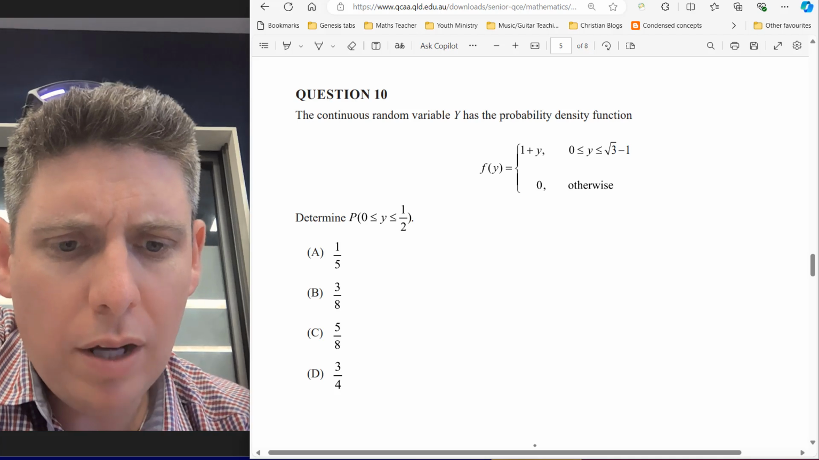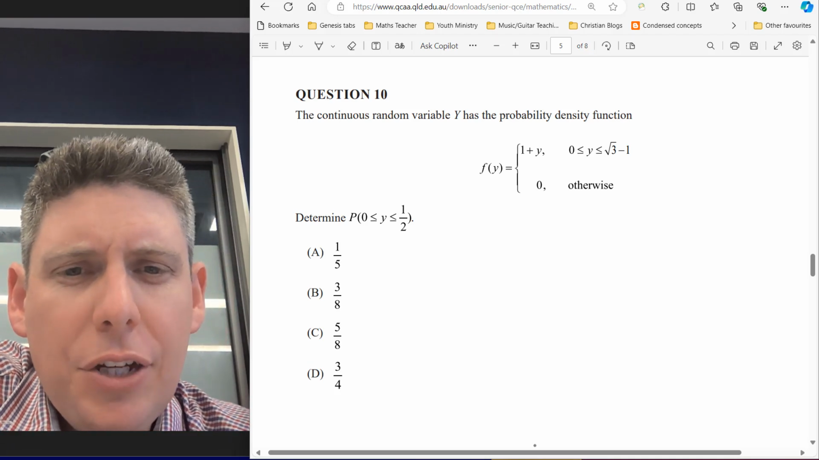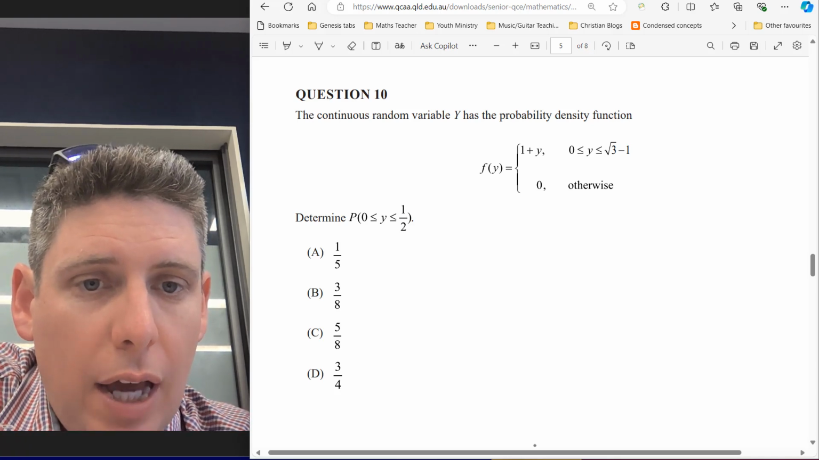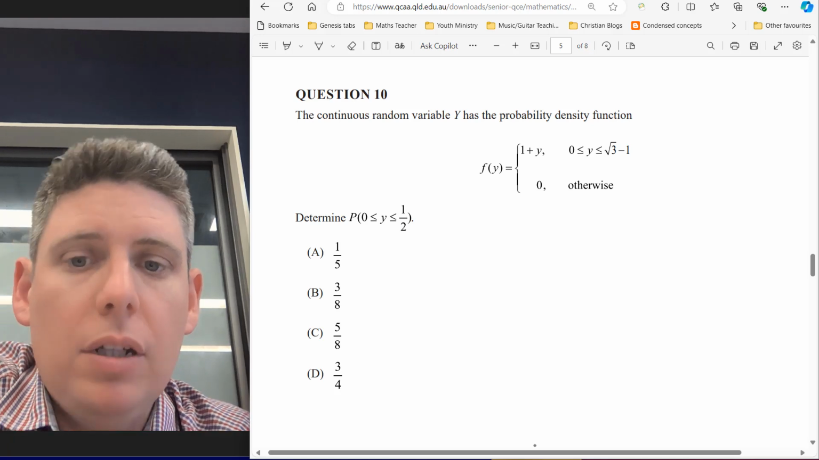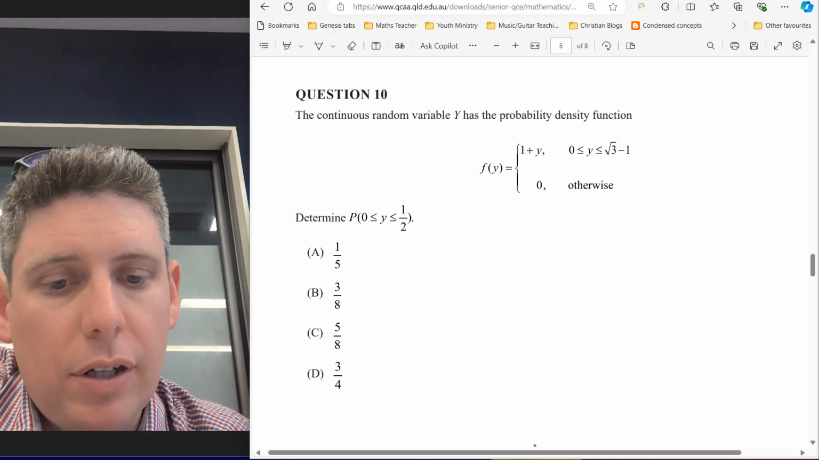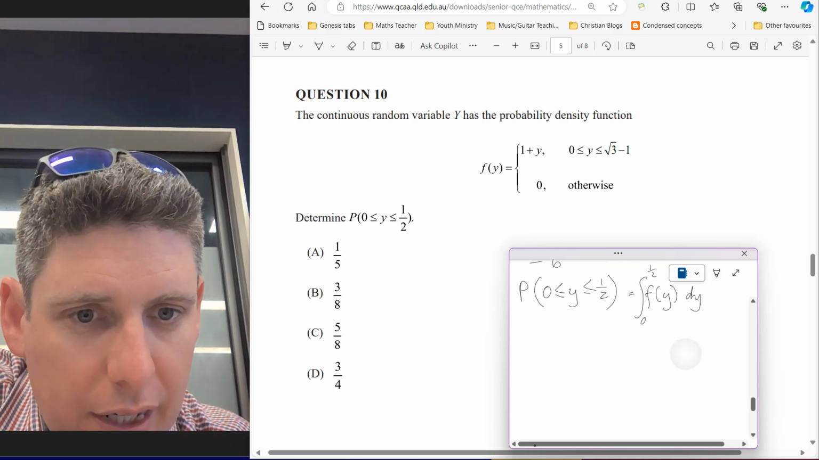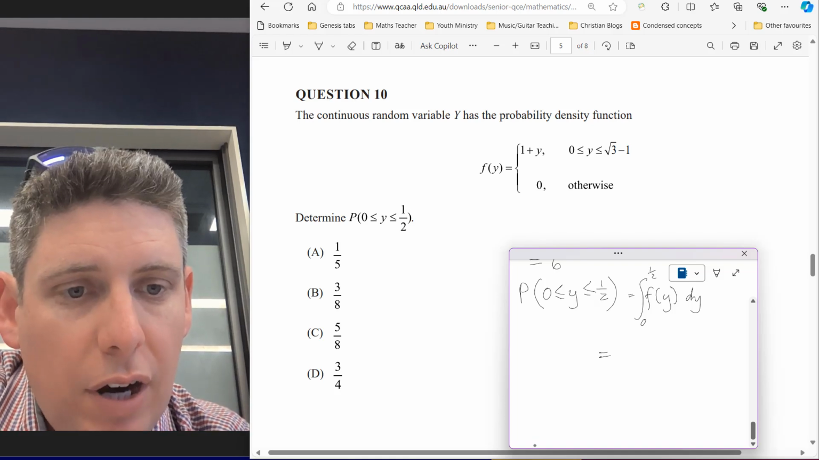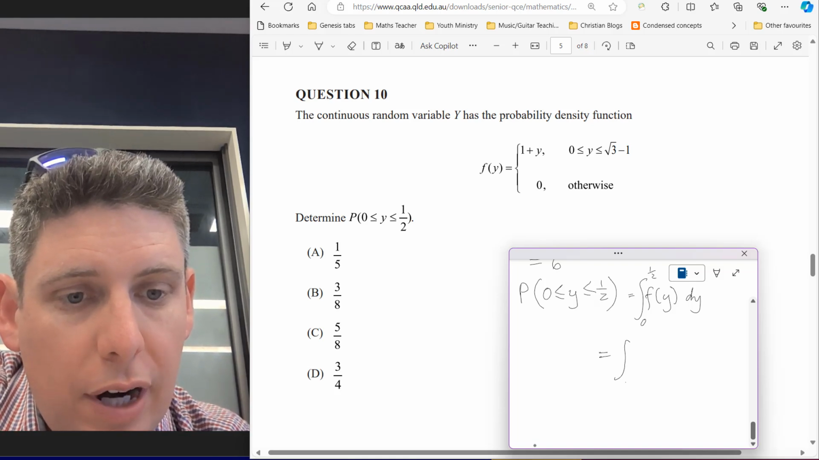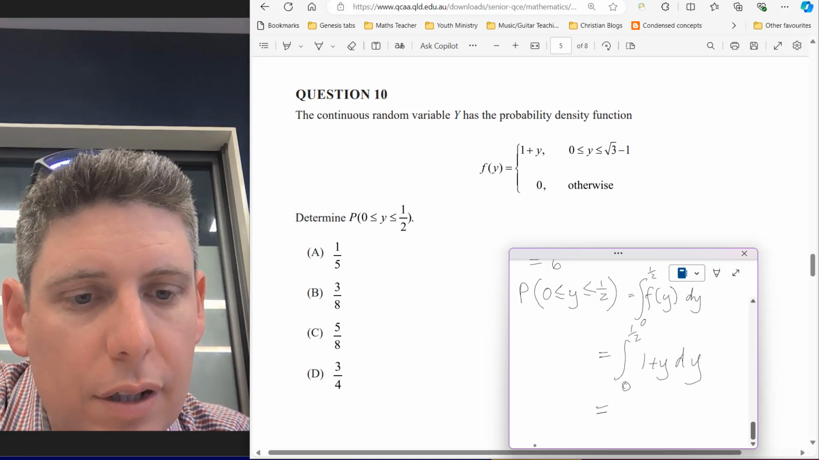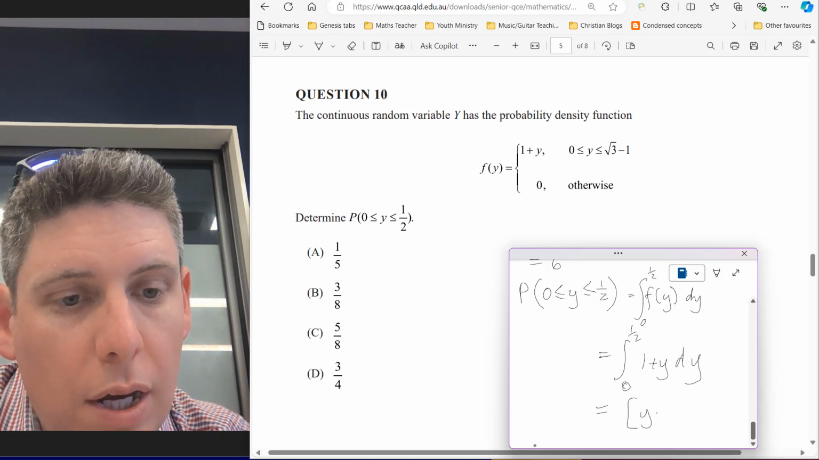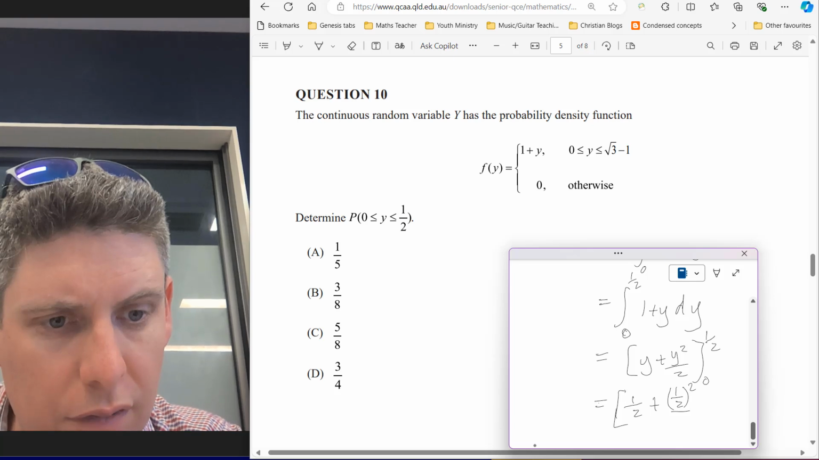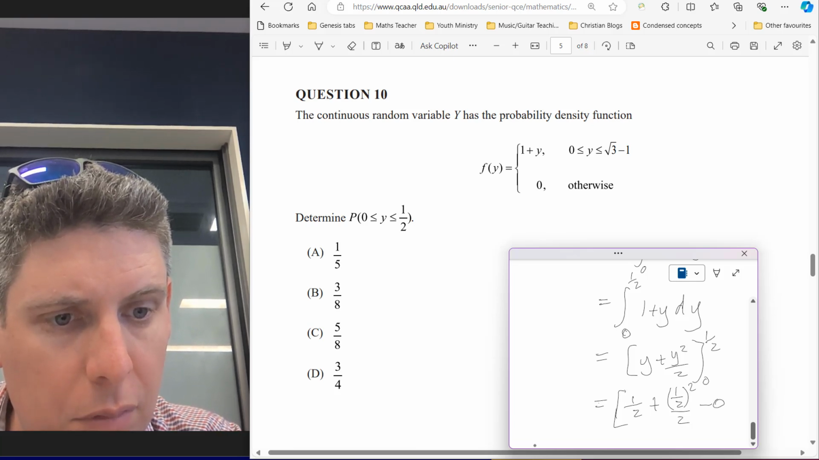All right, the last one, question 10. The continuous random variable y has a probability density function. Given all that, piecewise, determine the probability. Okay, so if you didn't know this, probability is equal to the integral of f of y. So we have to integrate between 0 and a half. And so the integral of that is y plus y. All right, so if we substitute in the numbers, a half squared over 2 minus 0.